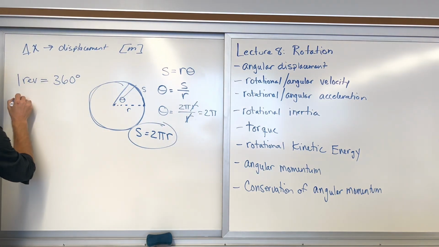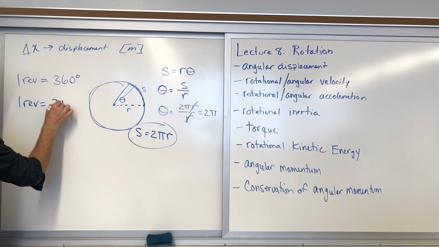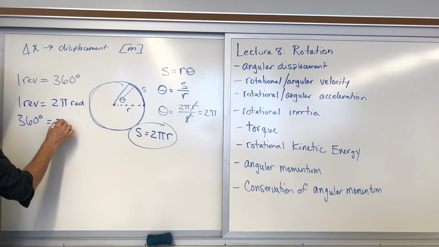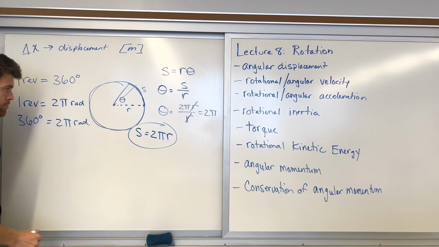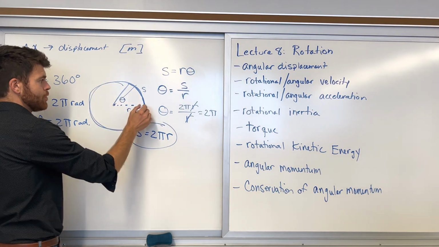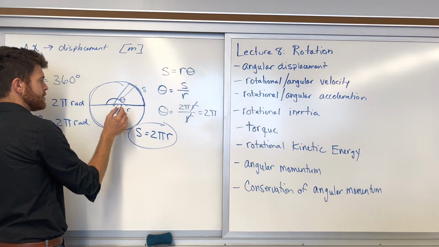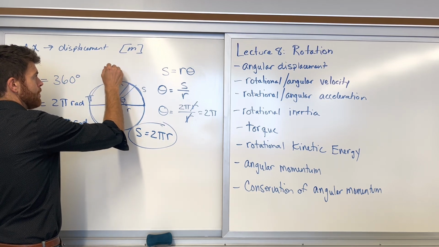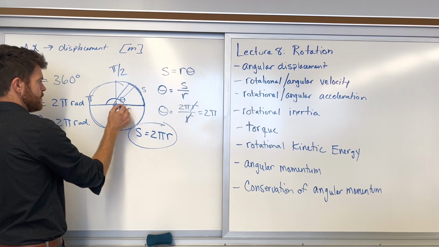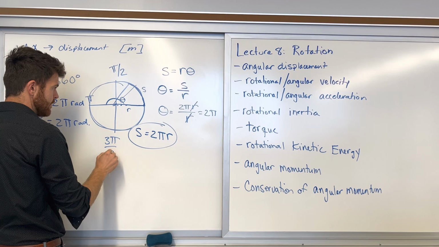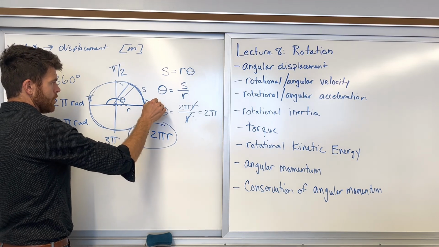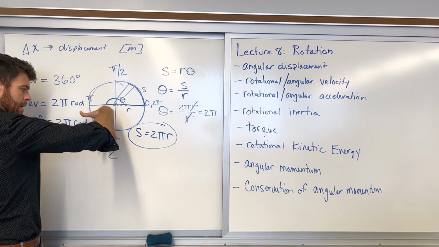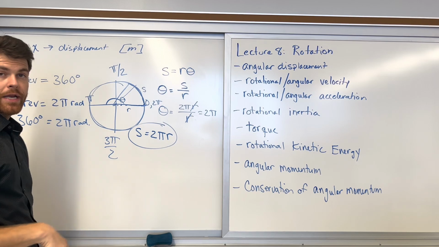So 1 revolution is 2 pi radians, or 360 degrees is equal to 2 pi radians. All right. So if 1 revolution is 2 pi radians, then half a revolution, 180 degrees, is pi radians. 90 degrees is pi over 2 radians. 270 degrees is 3 pi over 2 radians, and this is 0 or 2 pi radians. So we have 0, pi over 2, pi, 3 pi over 2, 2 pi radians.